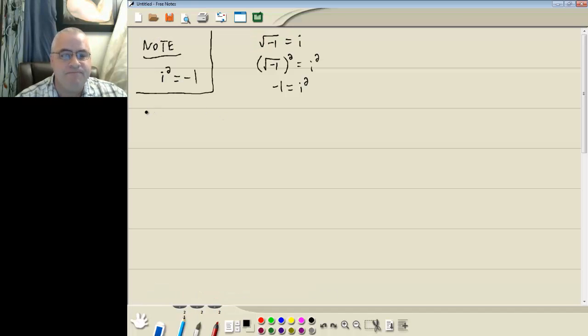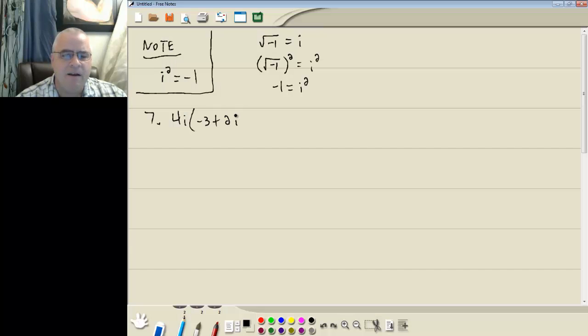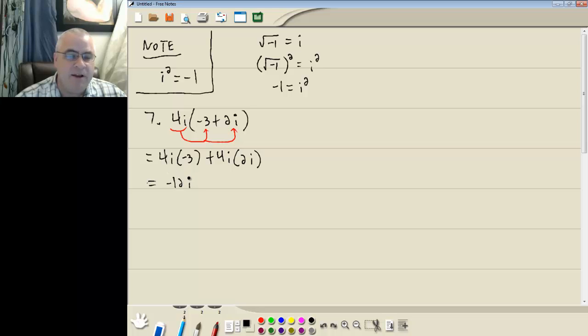So let's take a look at this problem. We got 4i times negative 3 plus 2i, and it says multiply. Okay, well, again, we treat it just like a variable, same as if you had x's there. This is the distributive property. We're going to take the 4i, multiply it times the negative 3, and we'll also multiply it times the 2i. So we got 4i times negative 3, and 4i times 2i. 4 times negative 3 is negative 12 with an i. Over here, 4 times 2 is 8, and we got i times i, which gives us i squared.